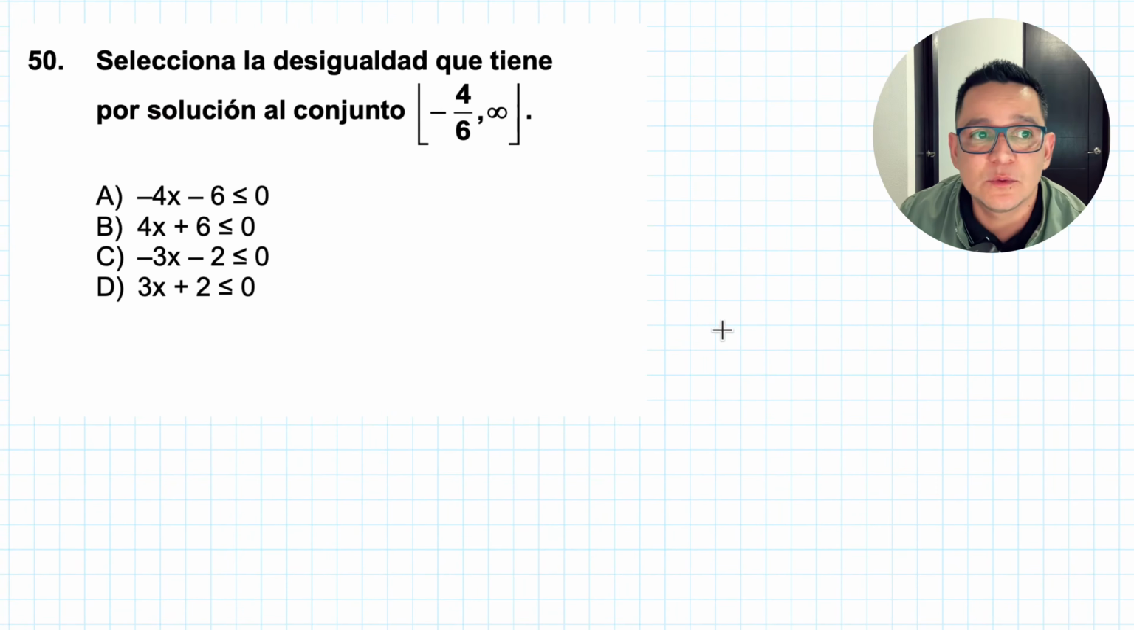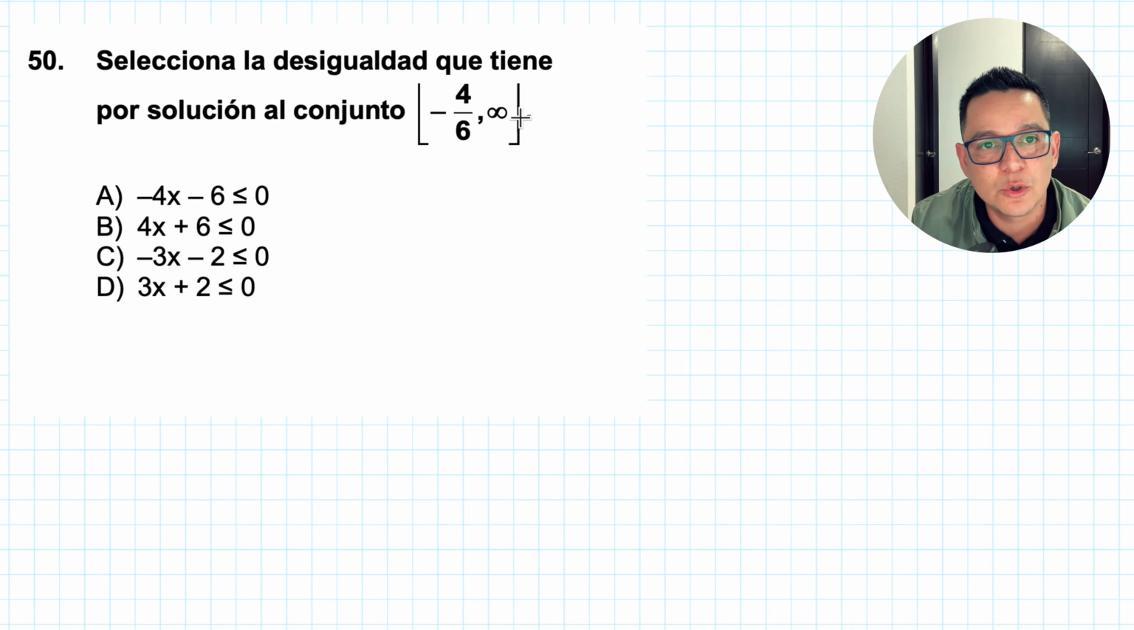I select the inequality whose solution is the set. And here we have a bracket. Negative 4/6, comma, infinity, and a bracket, right off the bat. You can't use a bracket here. You must use a parenthesis instead. Remember that, well, we can't reach infinity, so this has to be a parenthesis. That was a mistake.